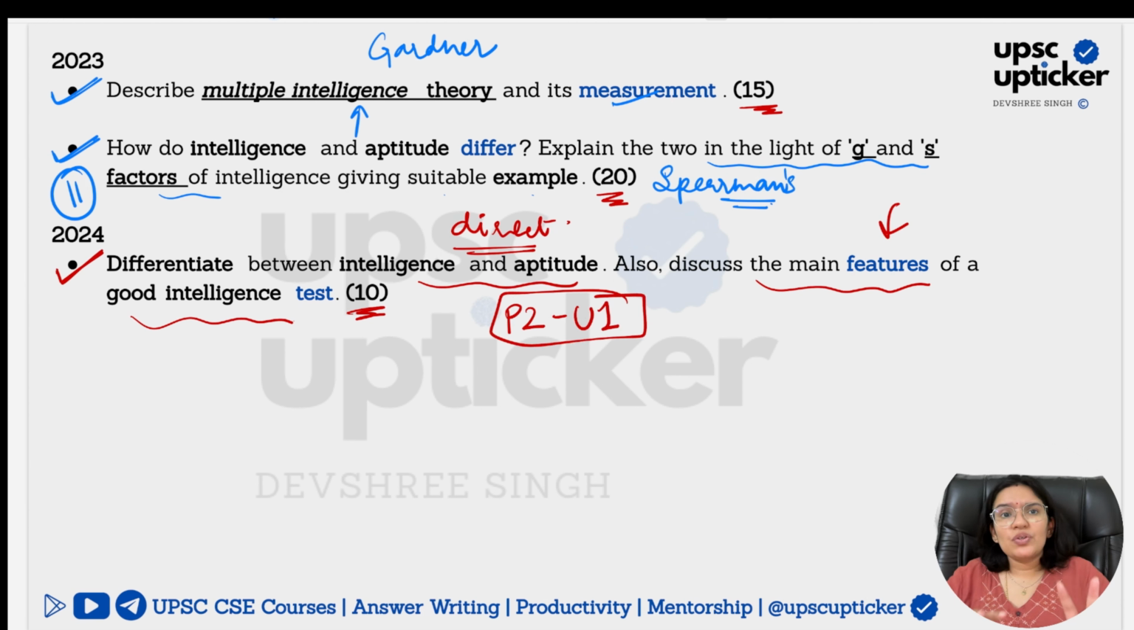We discuss the main features or the good features of any good test in detail. The same features are going to be used here. You just are going to give examples of intelligence tests, but all those important features will be discussed here, right? So that is how the questions are asked. This is a very simple unit to score, to ensure that you get good marks. One question is definitely going to come.